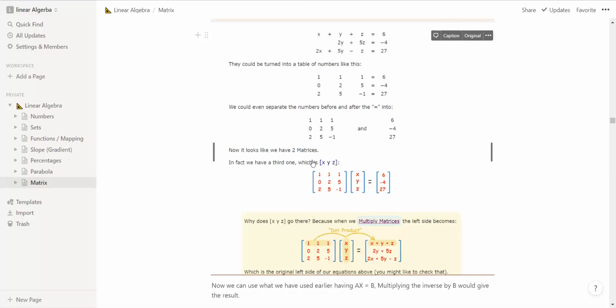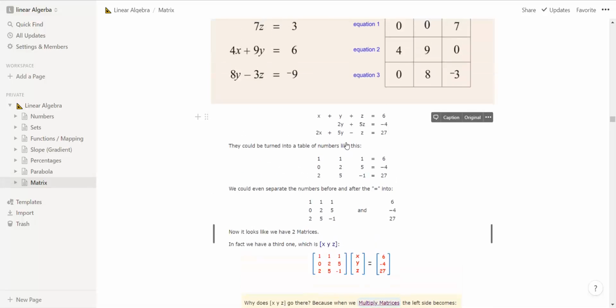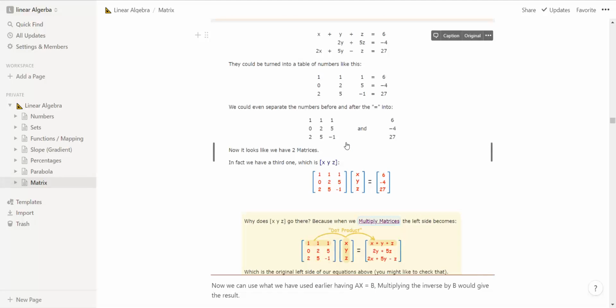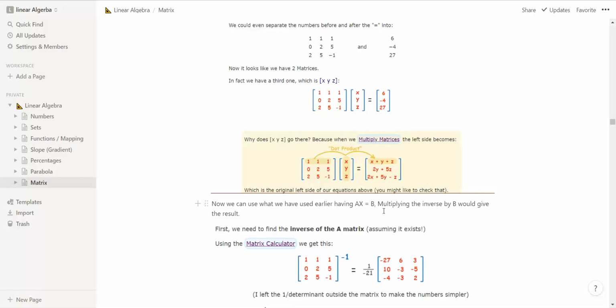Now it looks like we have a 2 by 2 matrix. We have two matrices. But now, why do x and y go there? Because when we multiply matrices, the left side becomes the original left side of our equation above. You might like to check that. So this is what you would want to produce.